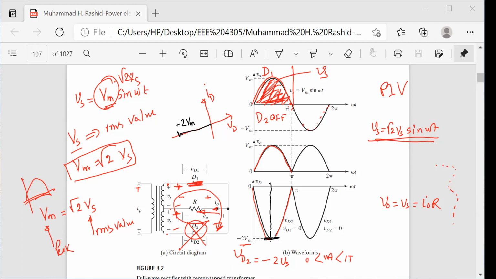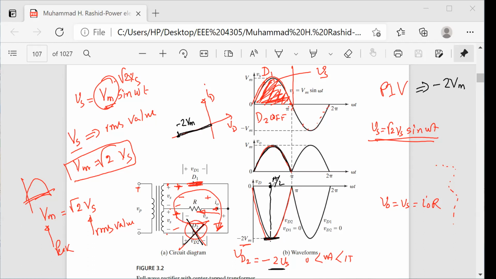When the input voltage is positive, your D2 is not conducting, and the voltage across it is equal to minus 2 Vs. Then the peak value will be minus 2 Vm. If we go here, we see that it has this minus 2 Vm voltage at omega t equal to pi by 2, this point. Am I correct or not?